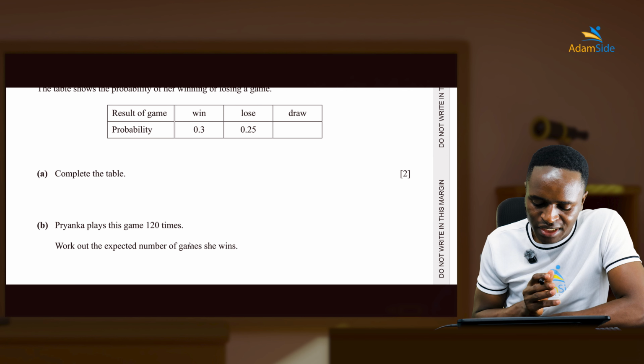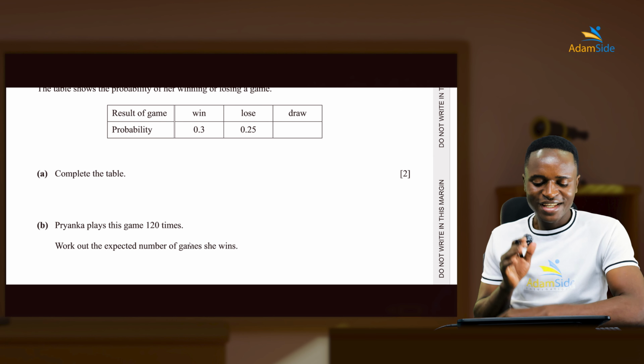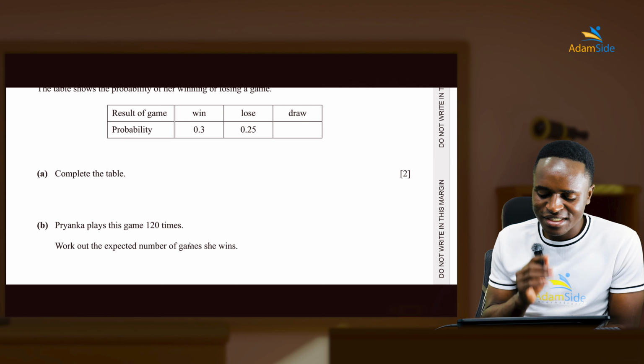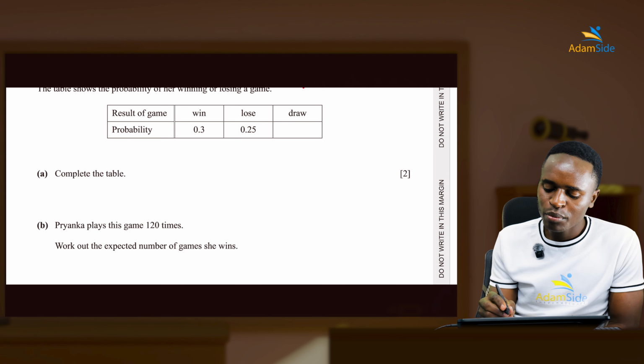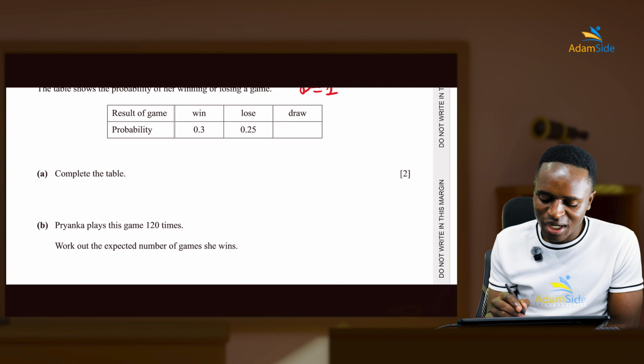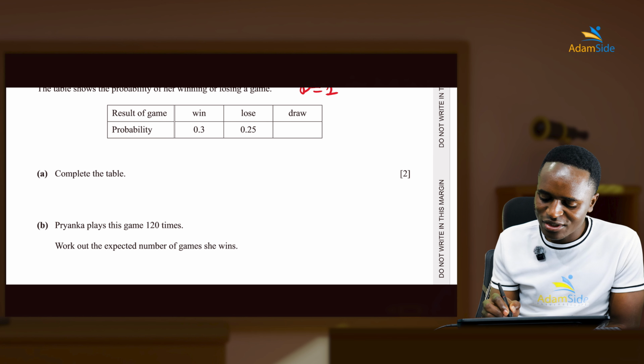Priyanka plays a game in which she can win, lose or draw. The table shows the probability of her winning or losing a game. This is so good, champion. We know probability of an event is always equal to 1. For a certain event, probability is equal to 1. That's a secret. Now, what are we supposed to do? Add everything. So complete the table. They want us to complete the draw.